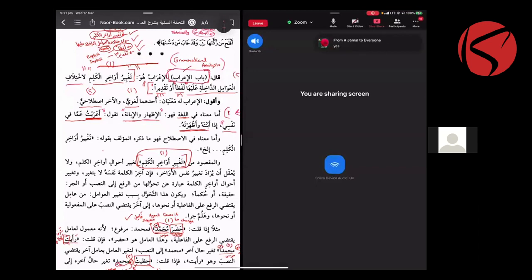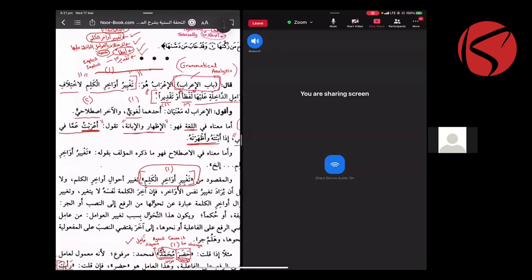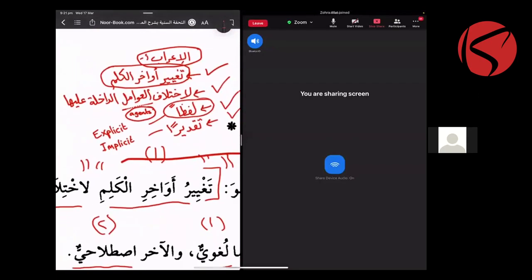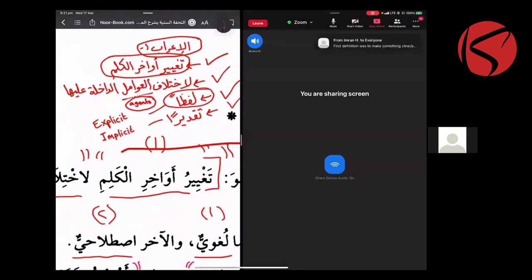Okay, very good. What does i'rab mean technically now? I'rab means technically 4 things. You just have to know these 4 things, 4 points you need to remember. Number 1, it means تغيير أواخر الكلم. It means the changing that happens at the ending of the word.